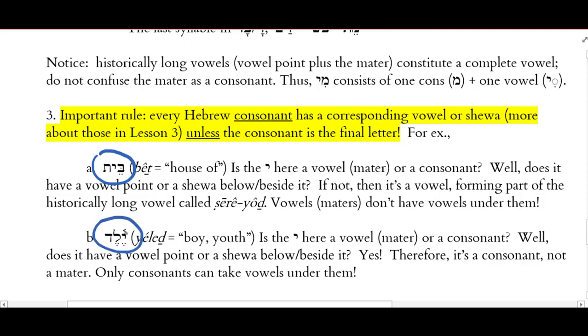Take a look at the next word. We have yeled. This also has a yod and a lamed and a dalet, just as beit had a yod. Is this yod a consonant yod, or is it a mater? Is it a vowel marking yod? We'll look under the yod. Is there a vowel under it? The answer is yes. Well, therefore, it must be a consonant, because consonants take vowels. Vowels do not take vowels under them. Only consonants do.